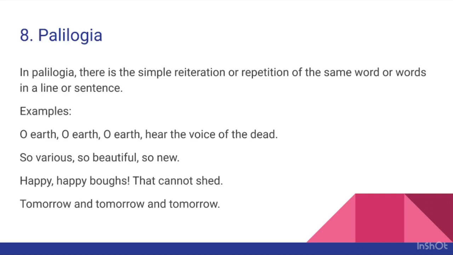This is called pallilogia. Next example, so various, so beautiful, so new. The word so is repeated here. Happy, happy boughs that cannot shed. Happy is repeated twice. Tomorrow and tomorrow and tomorrow. The word tomorrow has been repeated thrice. So this is called pallilogia, where repetition of the same word or words occurs in a line or sentence. In the same line, okay, not in subsequent lines, in the same line. When this repetition occurs in the same line, we call it pallilogia.